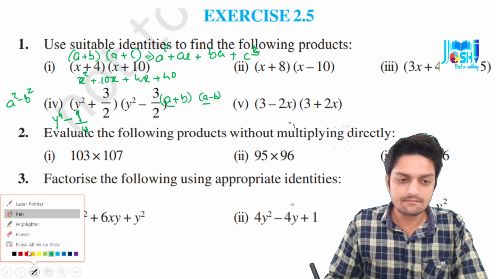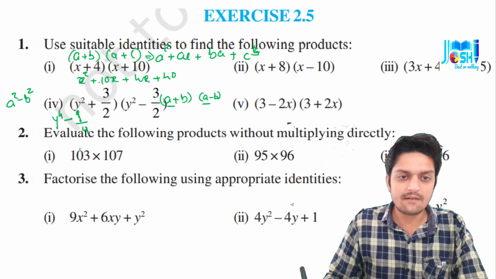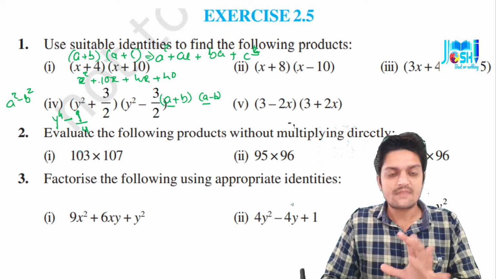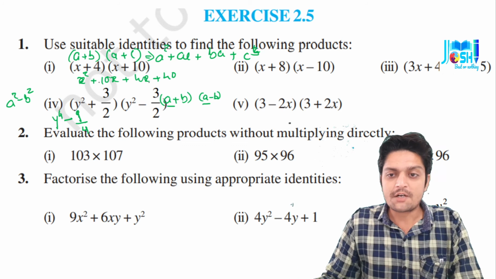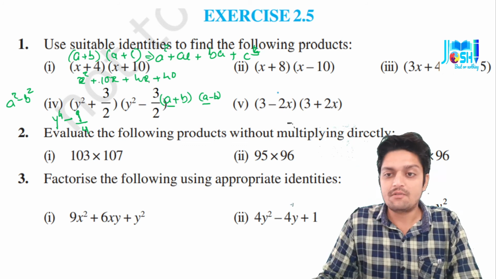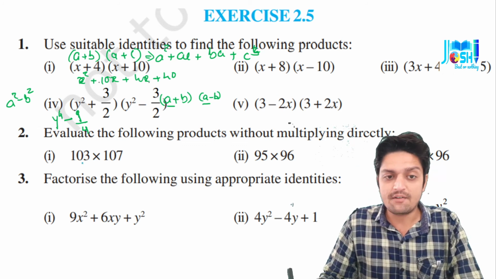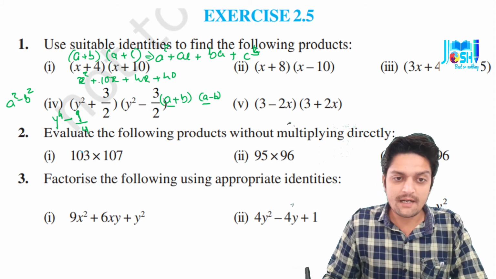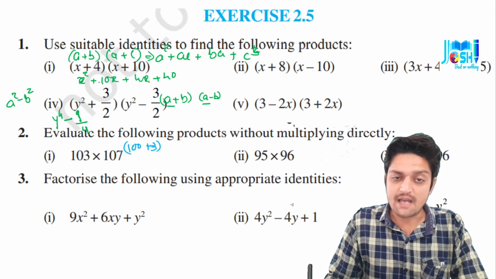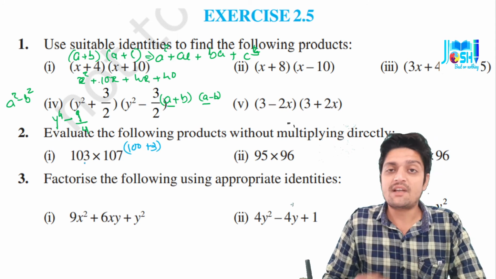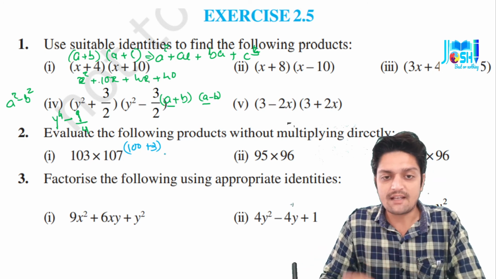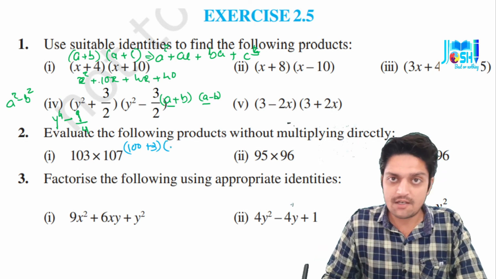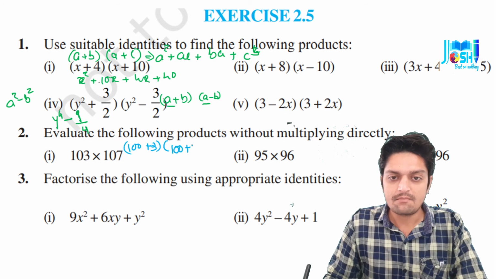Now see here, this is the second question. You have to find the product without multiplying it directly. So here you have to write 100 plus 3. Directly you don't have to multiply, our typical and traditional multiplication of 107 into 103, it's not like that. Here you have to write 100 plus 3, and 100 plus 7.